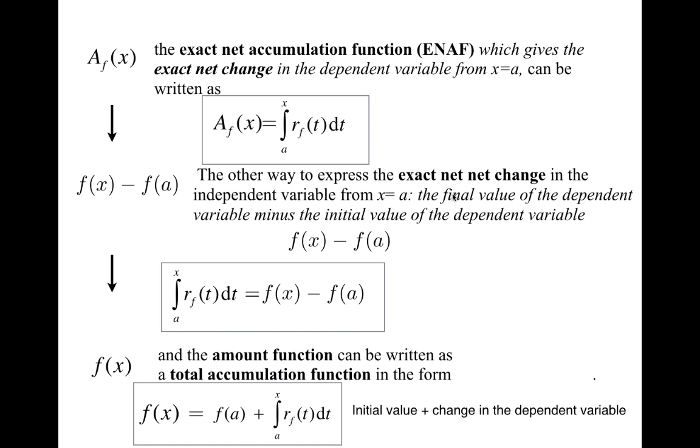The other way to express the exact net change, well, here's just one net, okay? Exact net change in the independent variable, what we have done at the beginning of the course. How can you express the net change using the function? Final minus initial. That's the same as f of x minus f of a, exactly, right? That's what we call the fundamental theorem of calculus. If you have taken calculus, this is what you learn. Two ways: one, you add up bits of changes together here. The other way, you just calculate it as final minus initial.